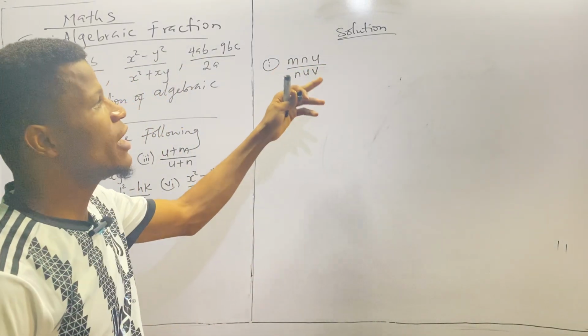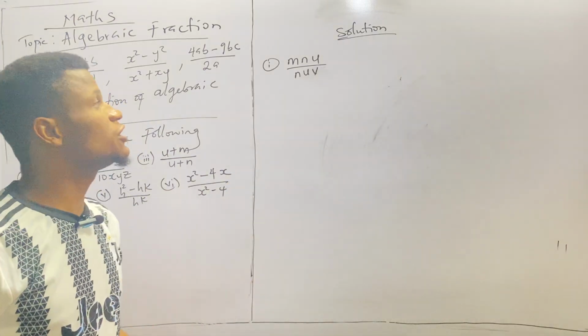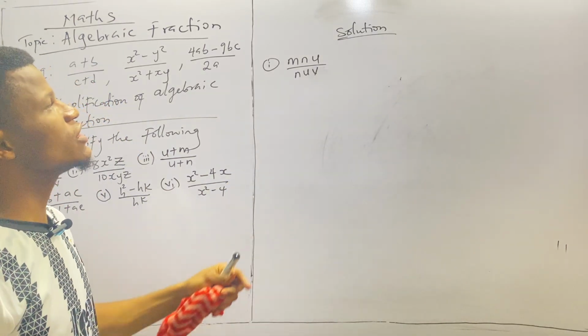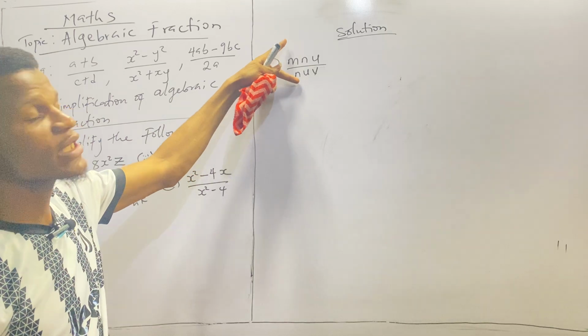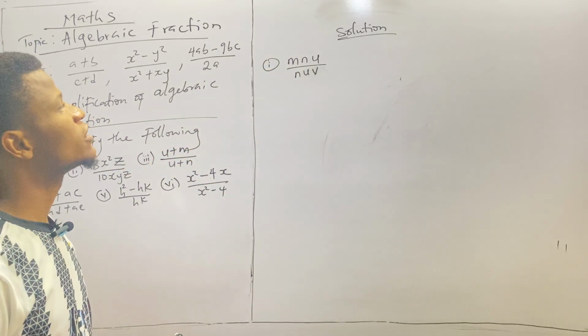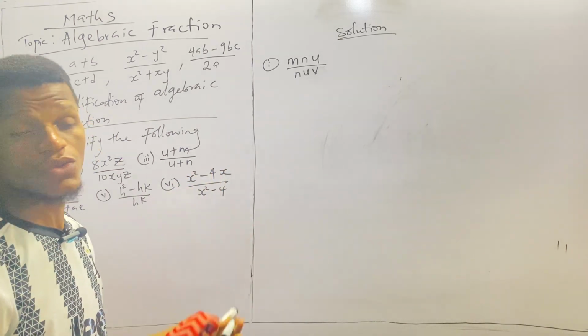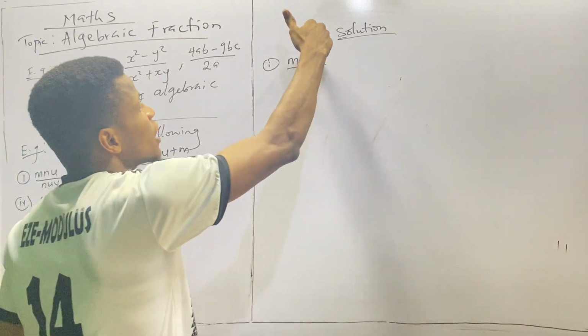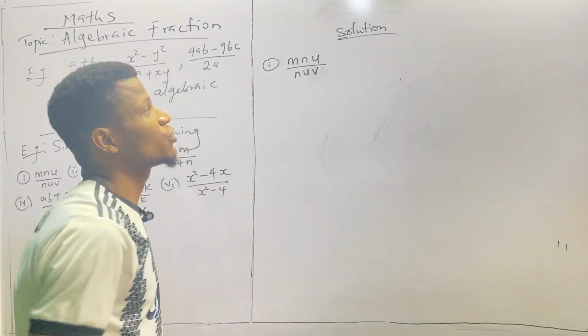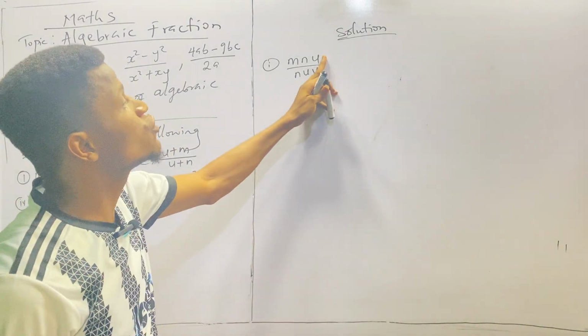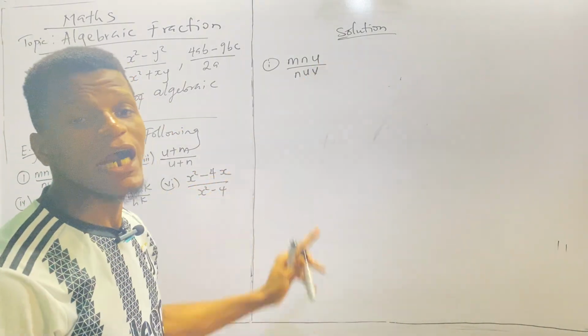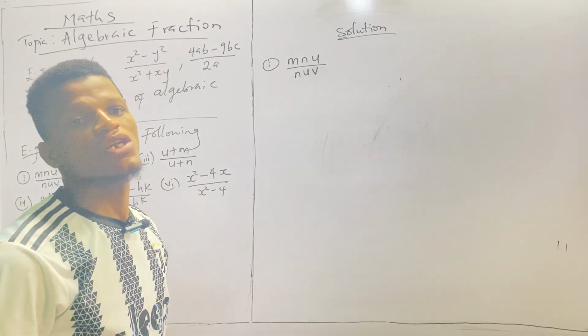So we have mnu over nuv. This is not actually in its simplest form because there are some common factors here. We have n at the numerator, we have n at the denominator. They are common factors. We have u at the numerator, we also have u at the denominator. They are also common factors.